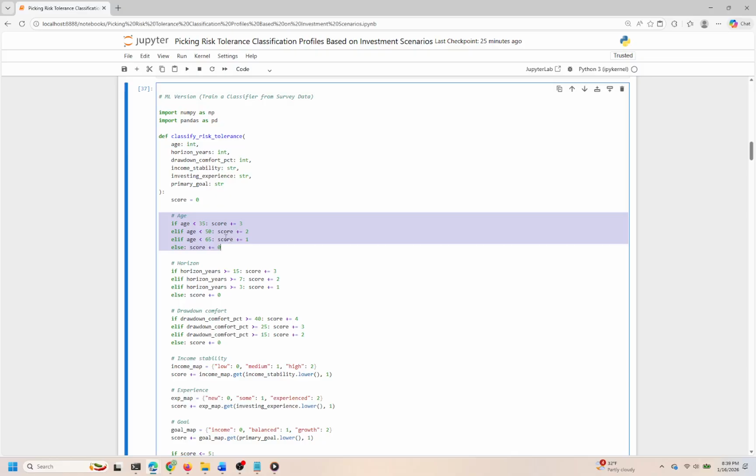Additionally, the function incorporates qualitative assessments like income stability and investment experience, translating them into numerical values using dictionaries. Depending on the final score from these variables, individuals are classified into one of three distinct risk profiles: conservative, moderate, or aggressive.